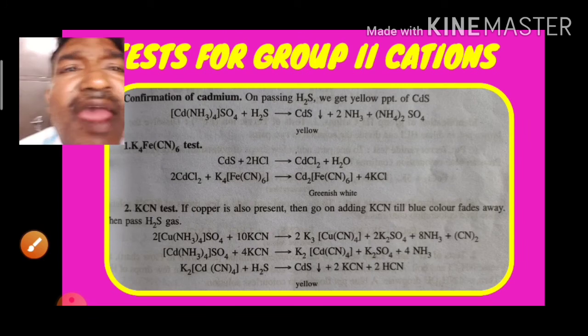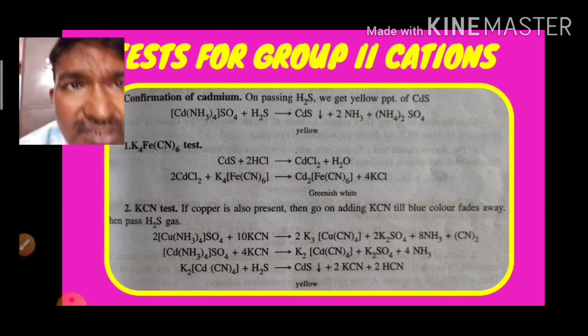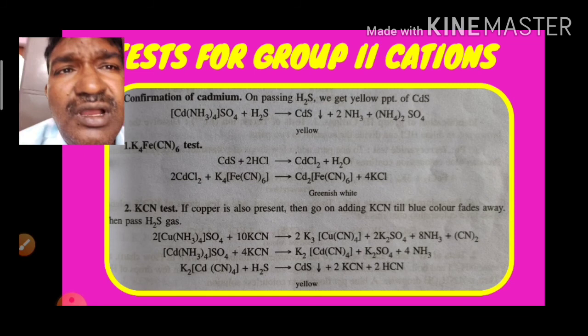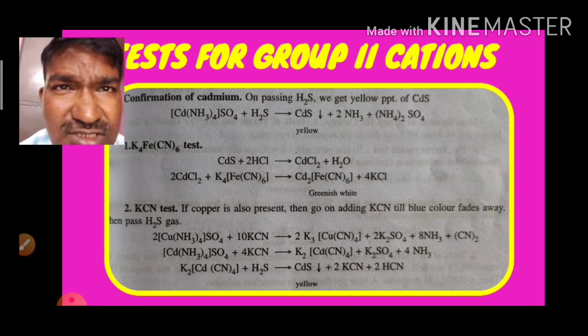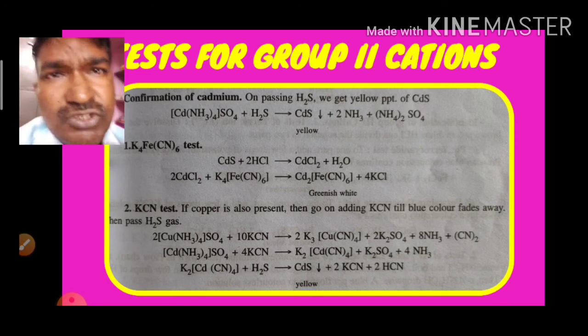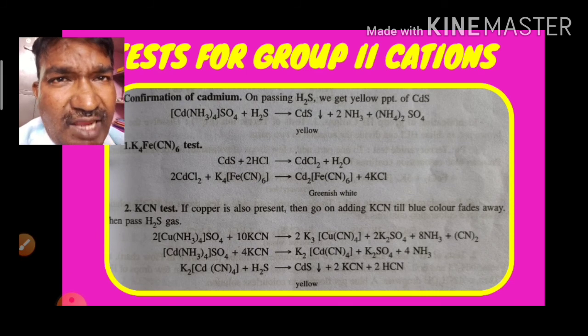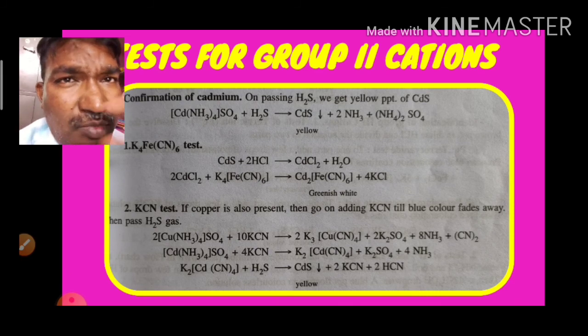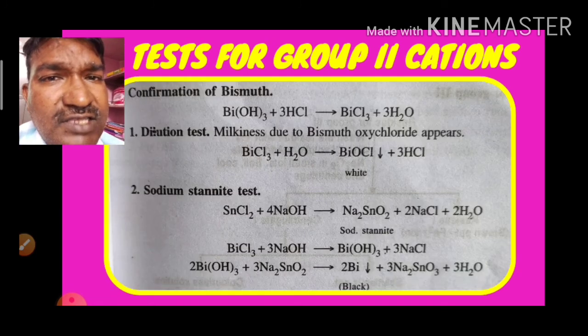Next we go for the cadmium test. Cadmium belongs to the second B group cations. So this cadmium goes to the yellow ammonium sulfide, and we get this complex compound.